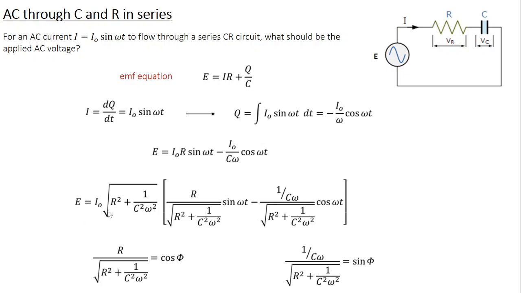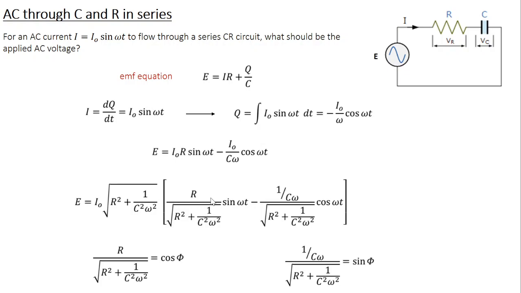So when I do that, the EMF equation becomes E equal to I naught into square root of R square plus 1 over C square omega square, multiplied by R divided by square root of R square plus 1 over C square omega square, sine omega t, minus 1 over C omega divided by square root of R square plus 1 by C square omega square, cos omega t. Equation looks cumbersome. We need to simplify it.